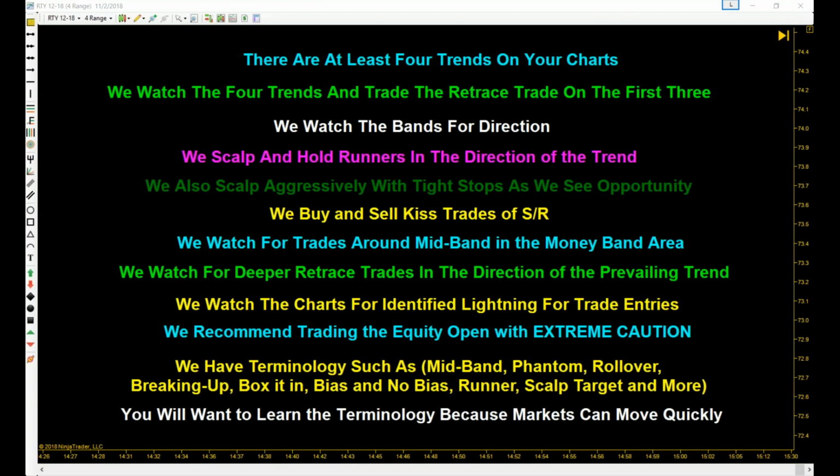Now we have terminology such as mid bands, phantoms, rollover, breaking up, box it in, bias and no bias, runners, scalp targets, and more. You're going to want to learn those. For instance, when I say a phantom's coming up, a person's going to want to make the decision whether or not they want to take that or just skip the opportunity. But markets move pretty quick. You'll want to learn this terminology because markets can move very quickly.